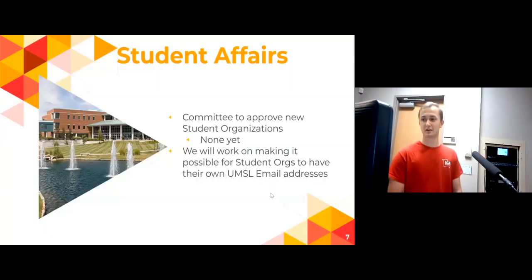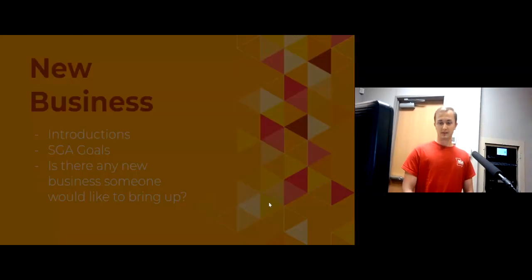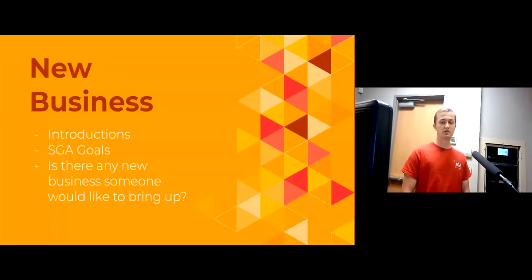All right, student affairs. The Student Affairs Committee met on Tuesday. We also voted in a new chair. In that committee we talk about student organizations that want to be approved. And the thing that I brought up, that we mentioned in our Senate meetings, is that we would like email addresses for student organizations. We will work on that. It's on the agenda for the next meeting. So I just wanted to inform everybody that that is something we are working on in that committee. New business, we're going to go into introductions, some initial SGA goals, and then it would be your time to bring up something if you would want to.